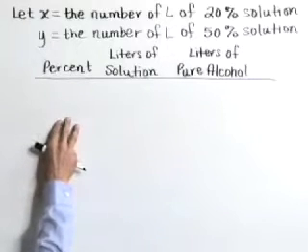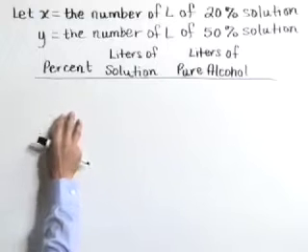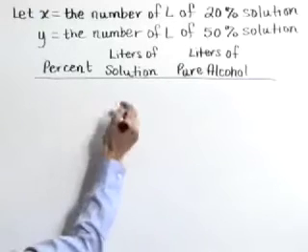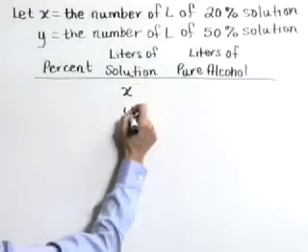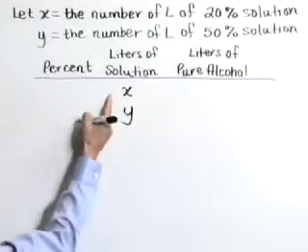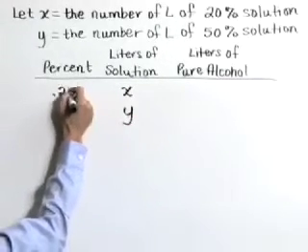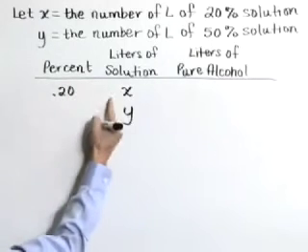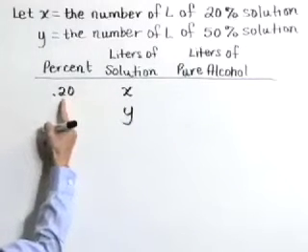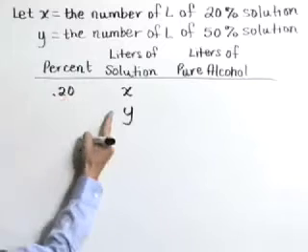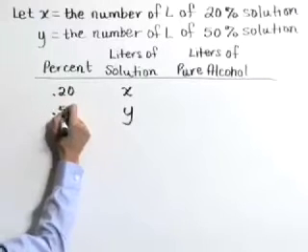So let's complete this table. We've defined x and y as our amount of liters of solution. So let's put those values in. X is the amount of 20% solution. So let's put its corresponding percentage value written in decimal form. Y is the amount of 50% solution.